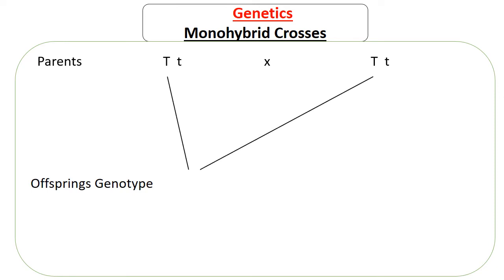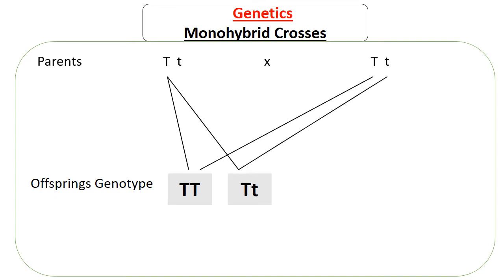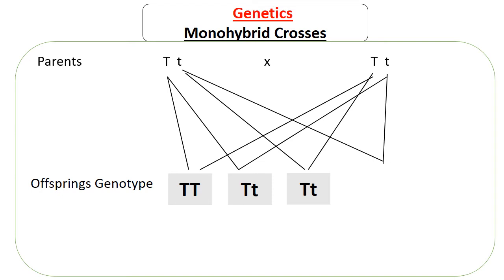So T and T, we're going to have TT. Capital T and small t, we're going to have Tt. Small t and capital T, we're going to have capital T and small t. We always start with capital T. Then small t and small t, we're going to have tt. So this is the genotype.